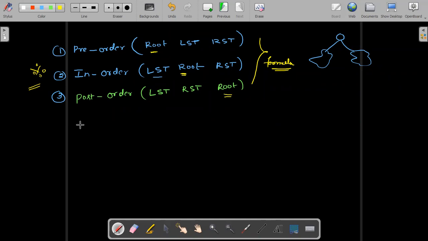I think everybody understood, right? So root first, then left subtree, right subtree. Again, left subtree, after that root, after that right subtree. Again here, left subtree, right subtree, root. I think everybody got this one. Yes or no? Now I will go on to write a program.